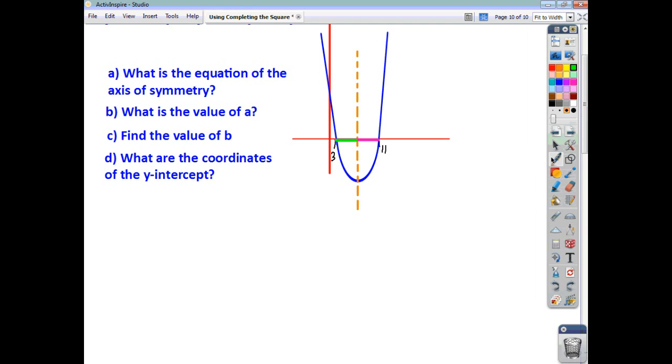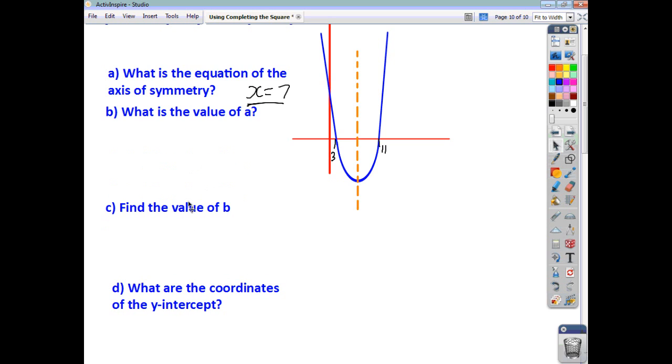So if you think about it, all you have to do is just take 3 and 11, add them up together, you get 14, and half of 14 is 7. So you know that halfway between 3 and 11 is 7. So the equation of the axis of symmetry is just going to be x equals 7. Okay, that's the answer to the first bit.